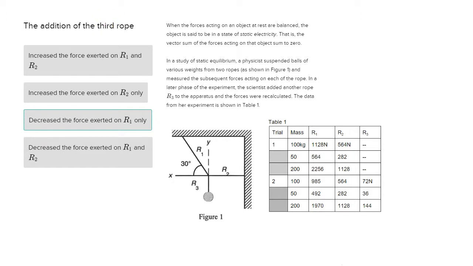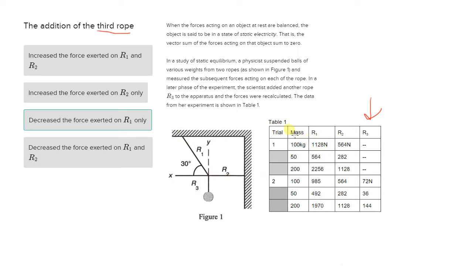Now this question is asking us to look at the table and see how the introduction of a new variable, in this case the third rope, seen here in this column, affects the forces on the other two ropes, R1 and R2. So as you can see, this diagram is a little bit confusing, but in the first trial we're supposed to ignore R3 here, so that only R1 and R2 are present.